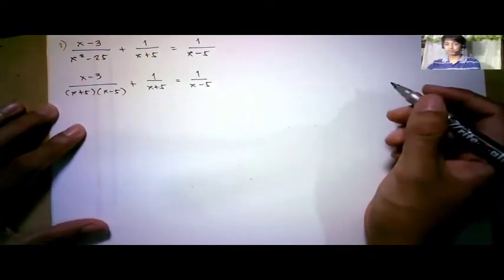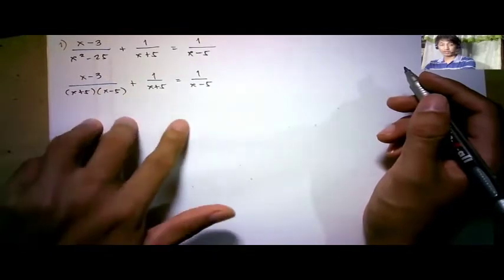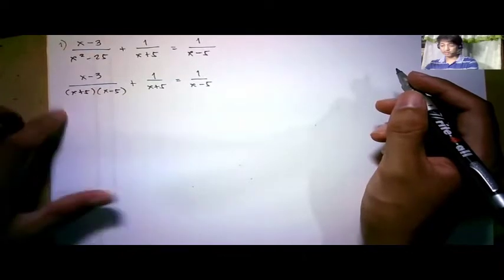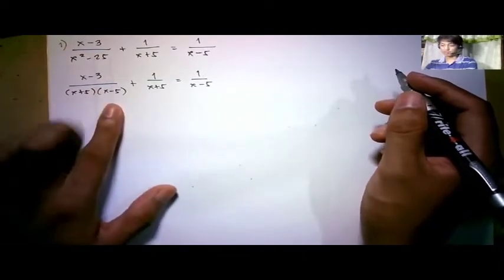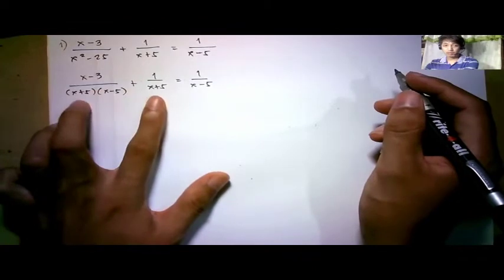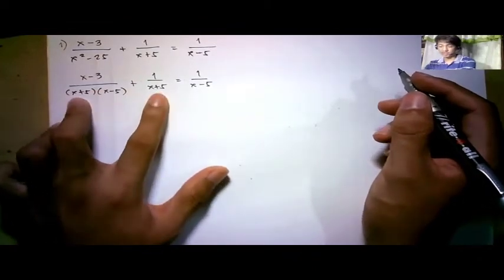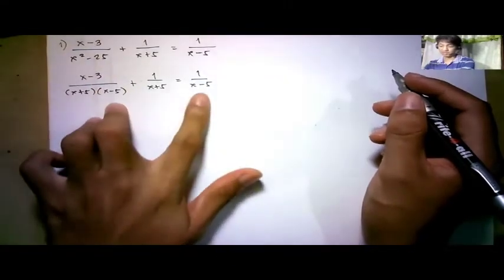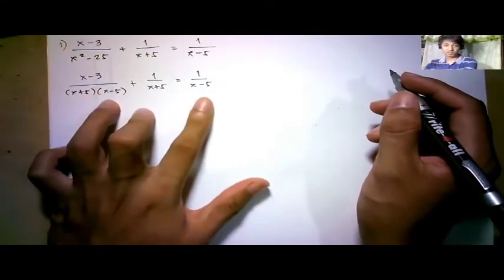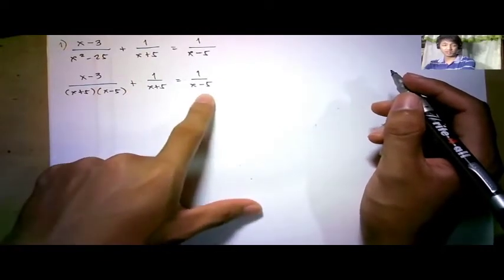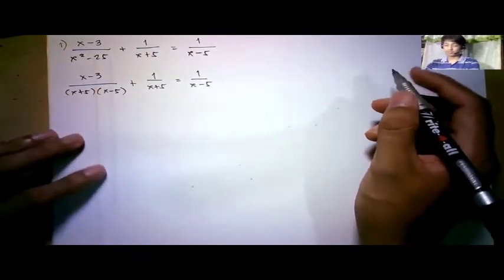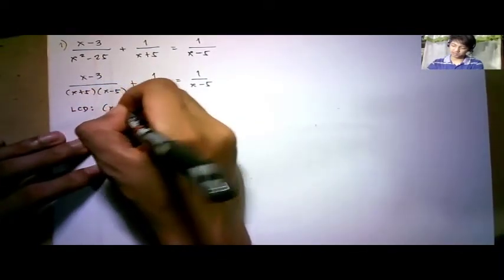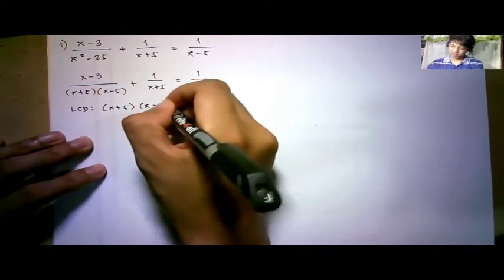Okay? Then after that, since they're already in their simplest form, we need to identify the LCD. So the LCD for this given is x plus 5 and x minus 5. As you can notice, we have two terms, x plus 5 and x plus 5. So you just need to write down one x plus 5, and then we have again x minus 5. So we have one here and then another one here. So just copy one x minus 5. So the LCD is x plus 5 and x minus 5.